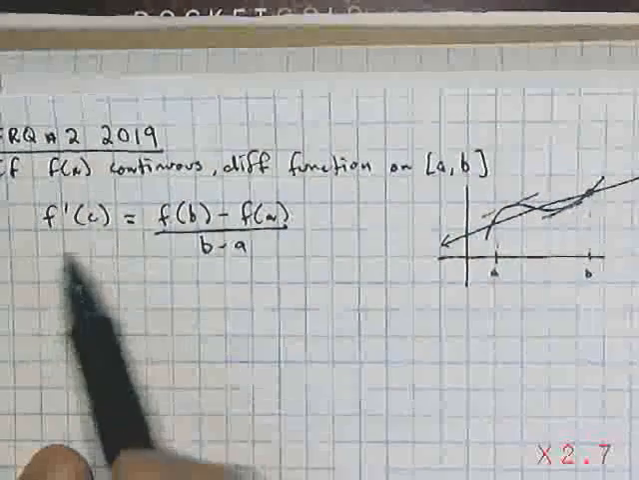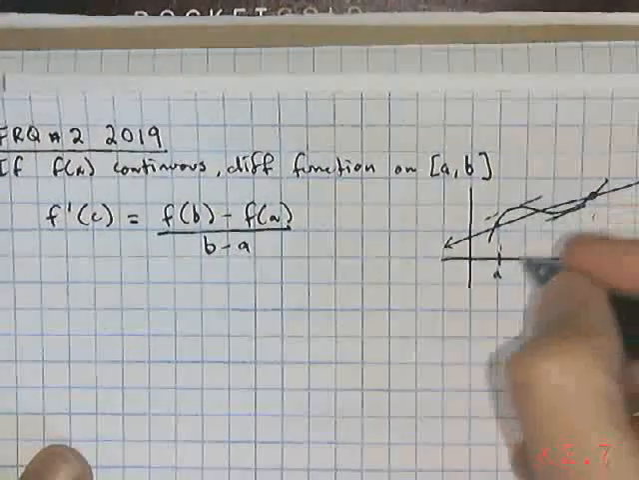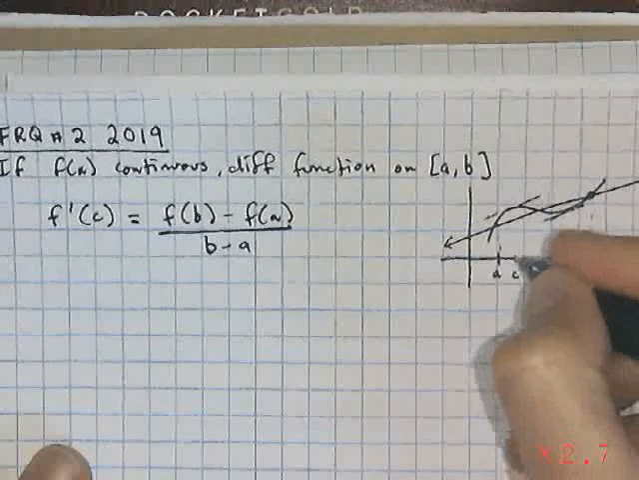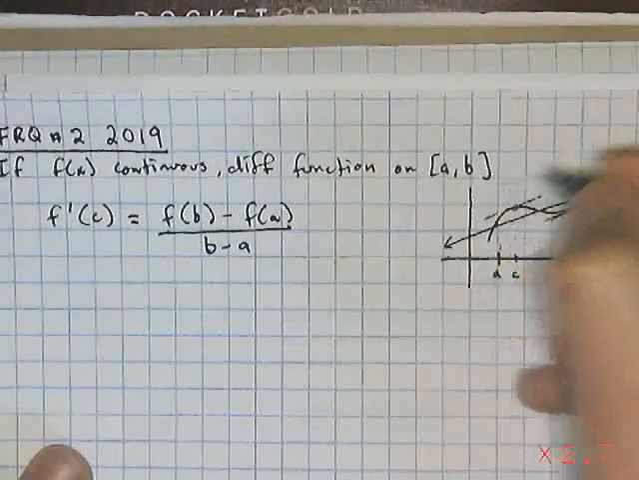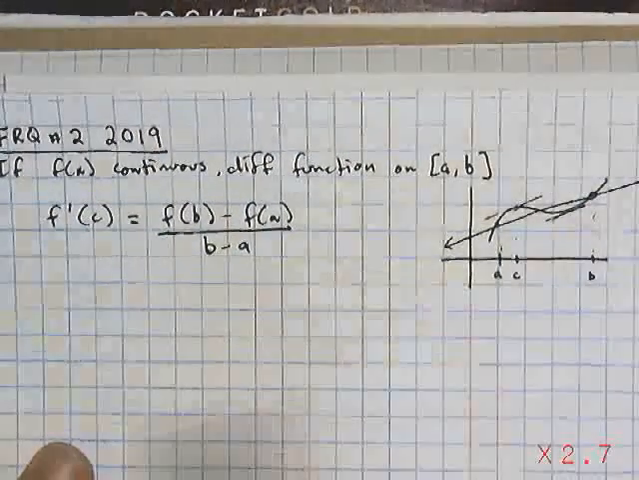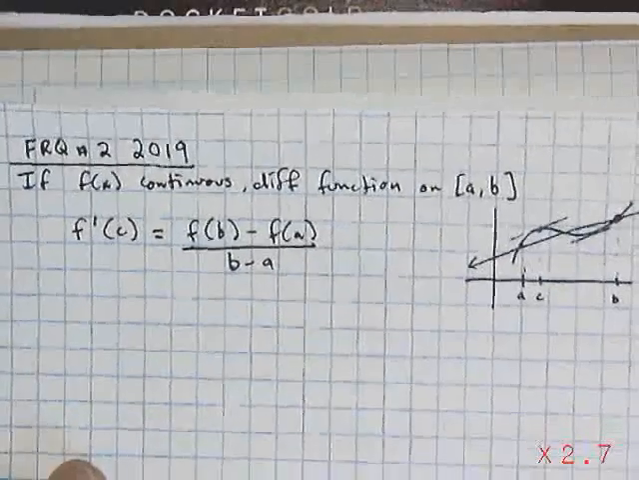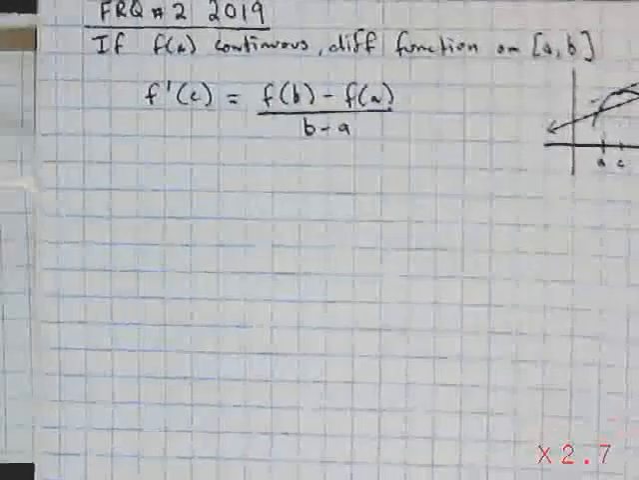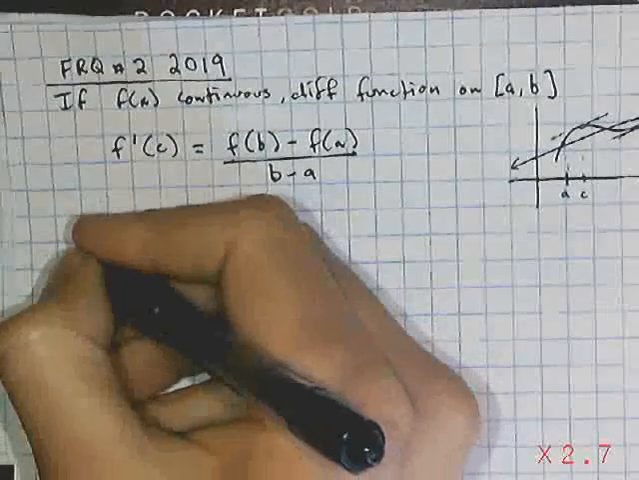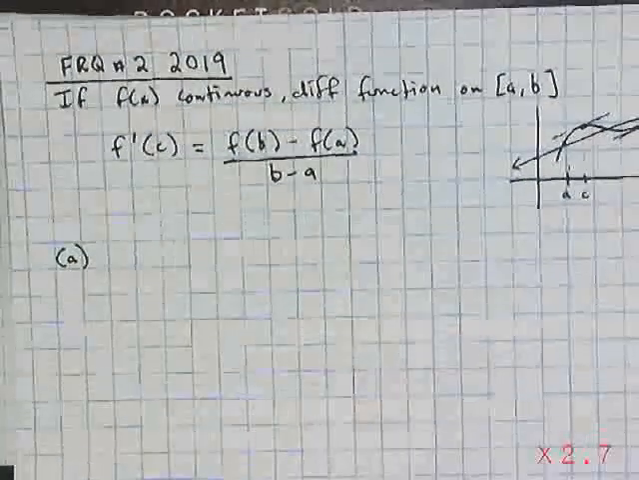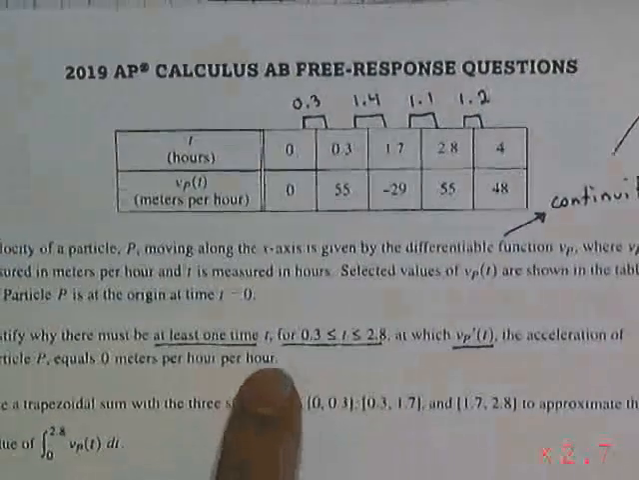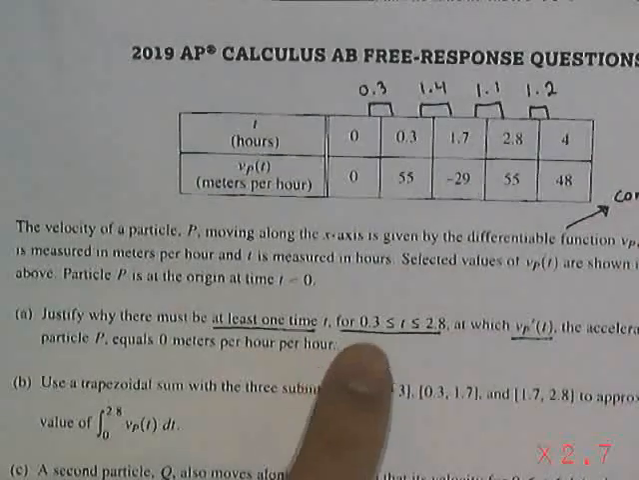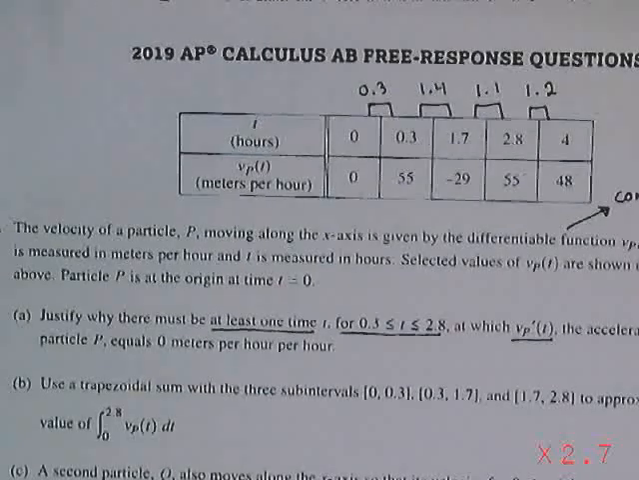Okay, there is at least one value c somewhere in this interval where the derivative at c matches that secant. That's the mean value theorem. And we're going to use that to answer part A. Okay, so part A, just to flip back and remind us, the interval we're looking at is the closed interval from 0.3 to 2.8.